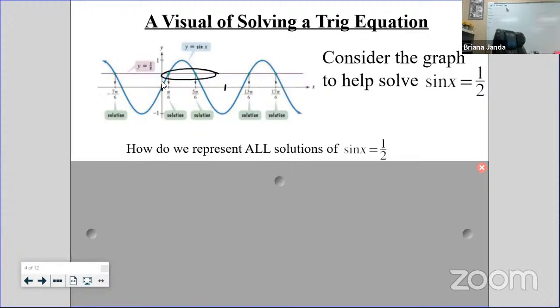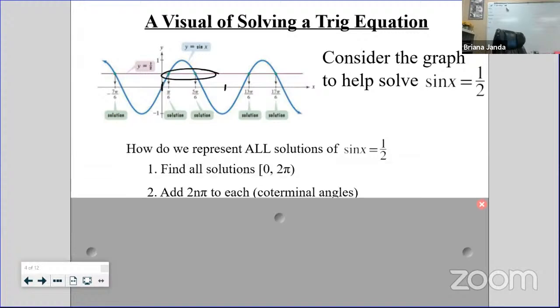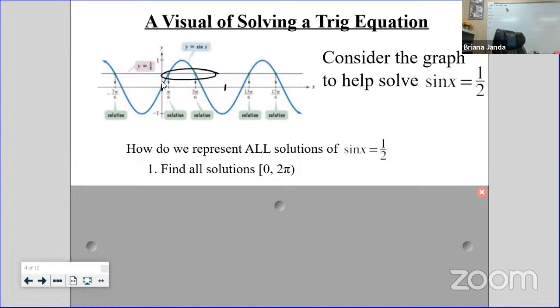But it continues to repeat and repeat if I were to continue to draw those two graphs forever and ever. And they repeat at a set interval, and it's every time we make that trip around the unit circle. So how do we represent all answers? Well, first of all, we found our answers from 0 to 2 pi. We already did that.